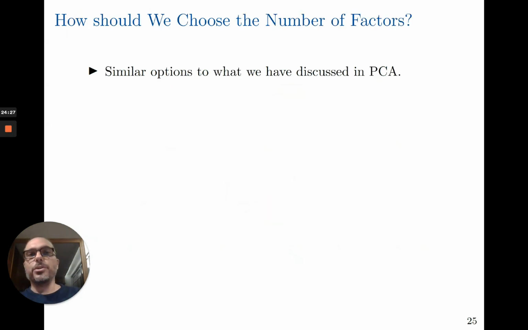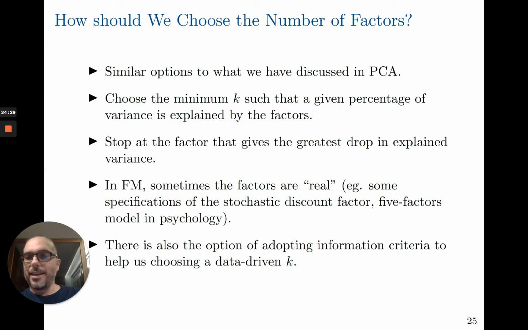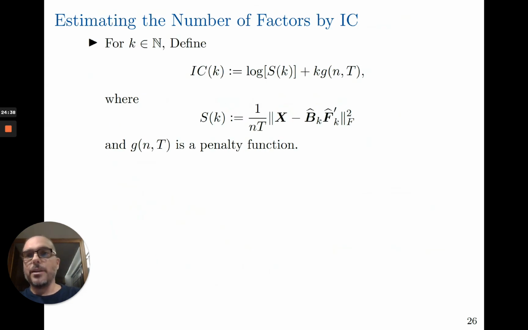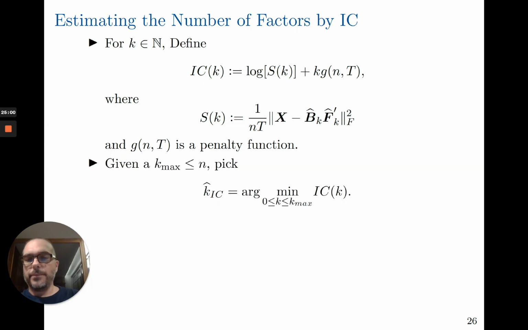How should we choose the number of factors? We can do exactly the same as in the case of principal components and use the same techniques. There are a bunch of other ways, like using information criteria. Basically, the IC will be the fit of the factor model plus a penalty that depends on the dimension of the problem and the number of factors. We want to minimize the IC, so the number of factors will be the value that minimizes the IC.